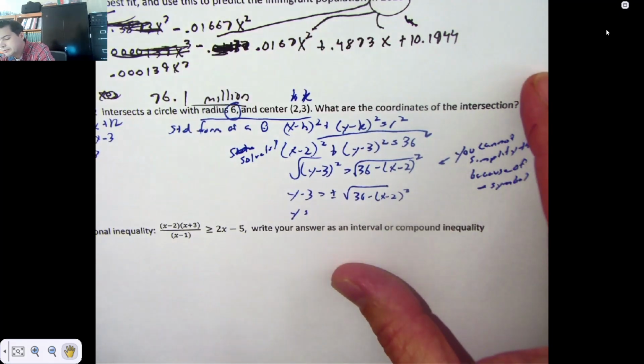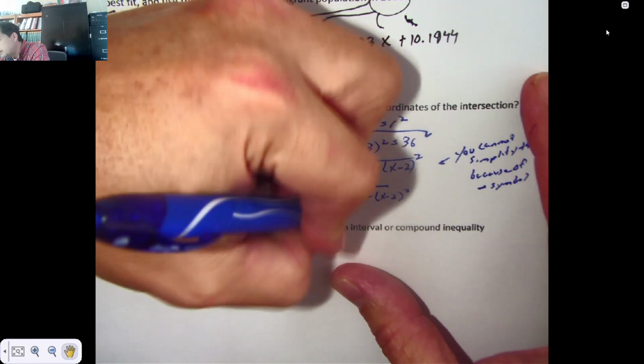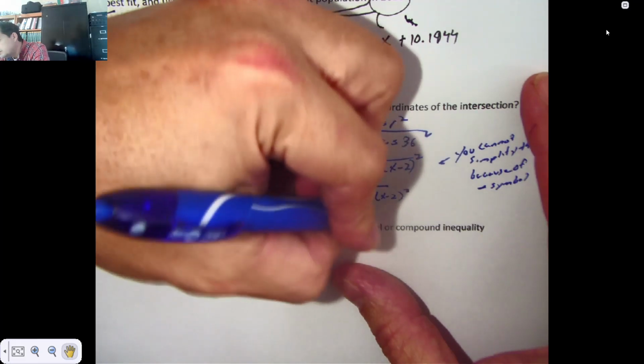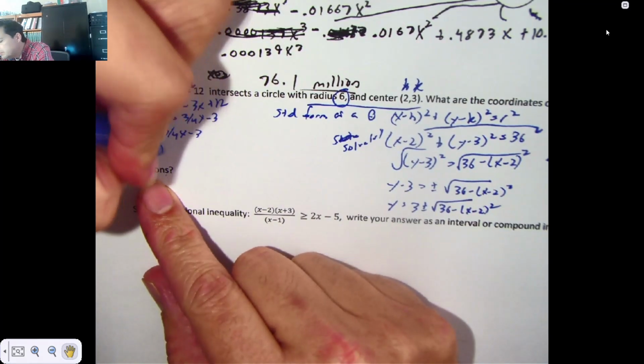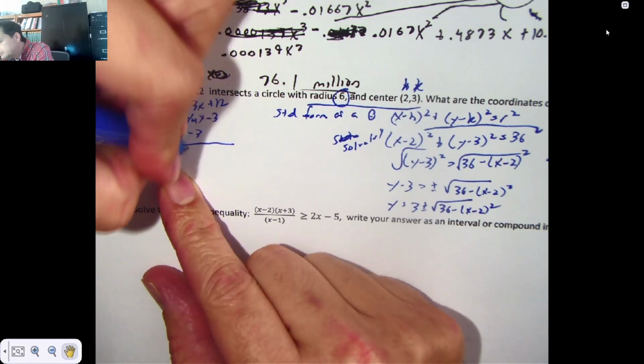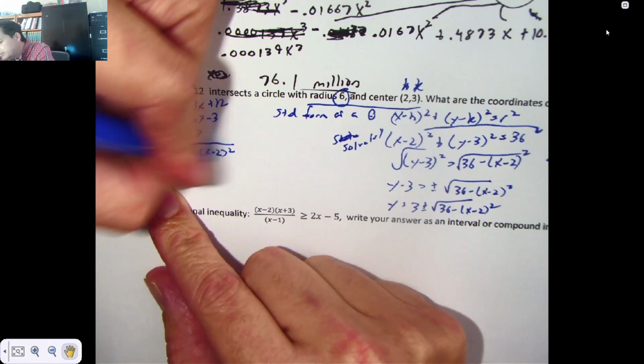I should actually have a place for y3 over here because you're going to need it. So y is 3 plus or minus the root of 36 minus x minus 2 all squared. There is no plus or minus symbol when it comes to graphing. So one of these is 3 plus that root, and the other one is 3 minus that root.